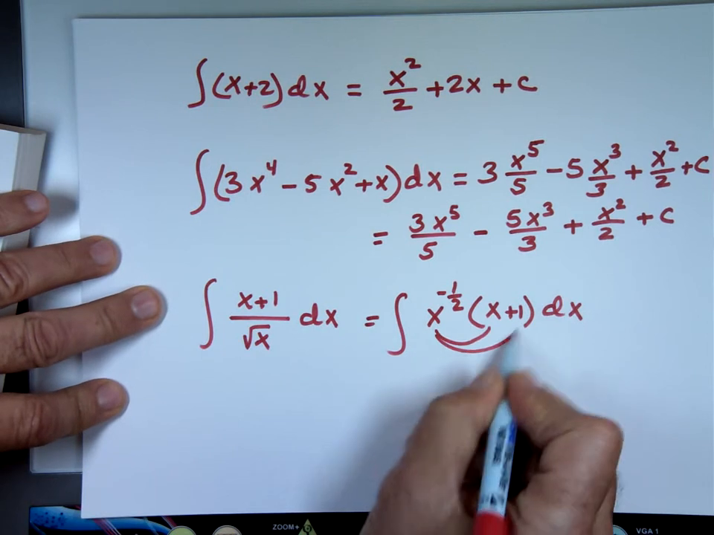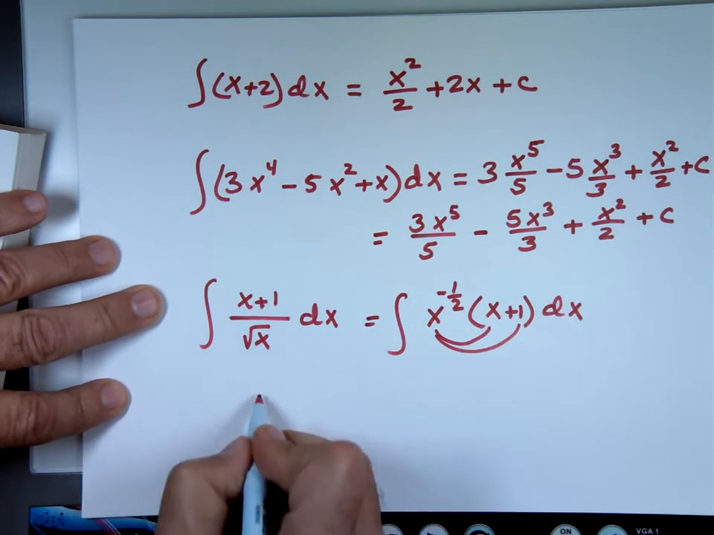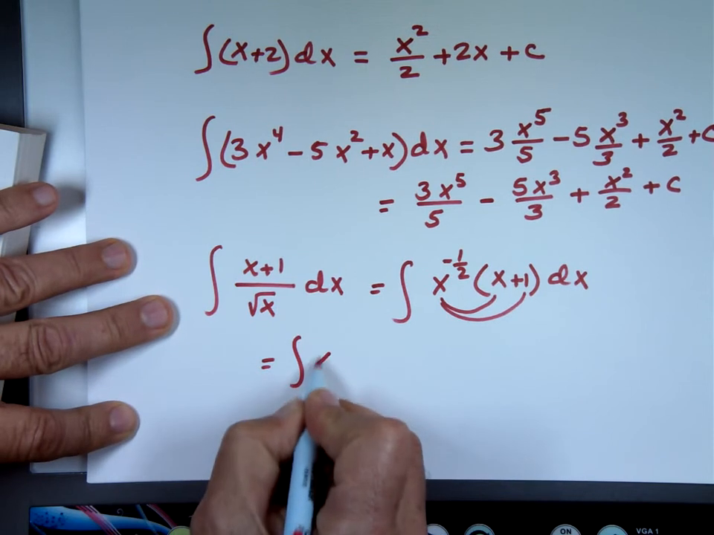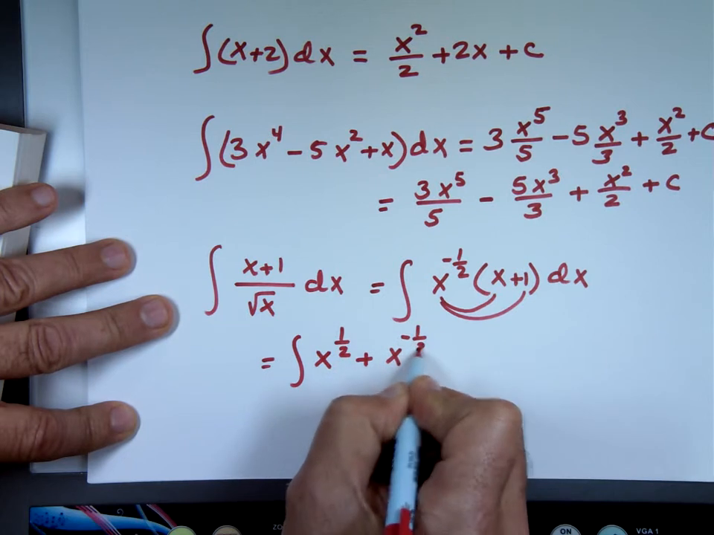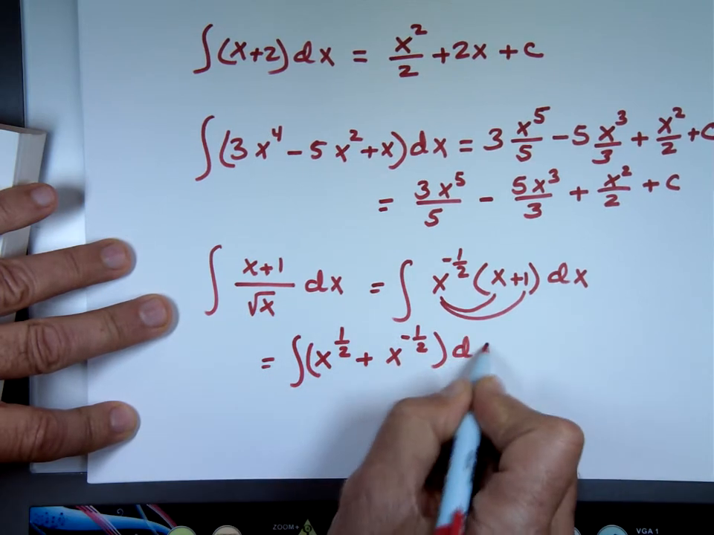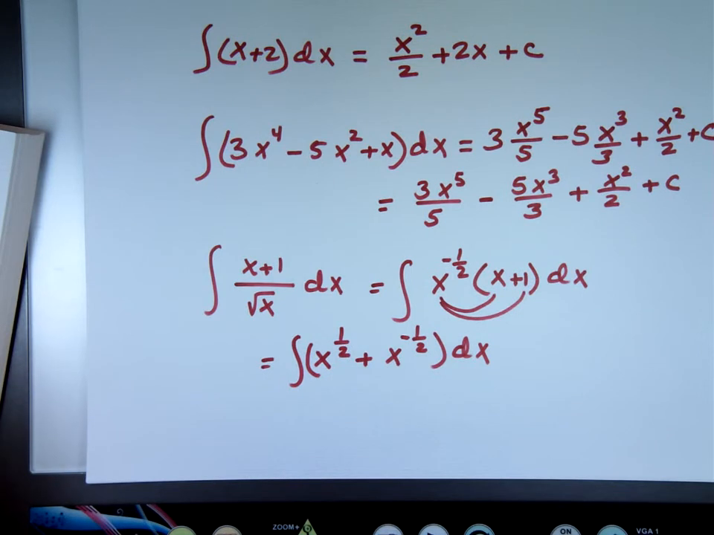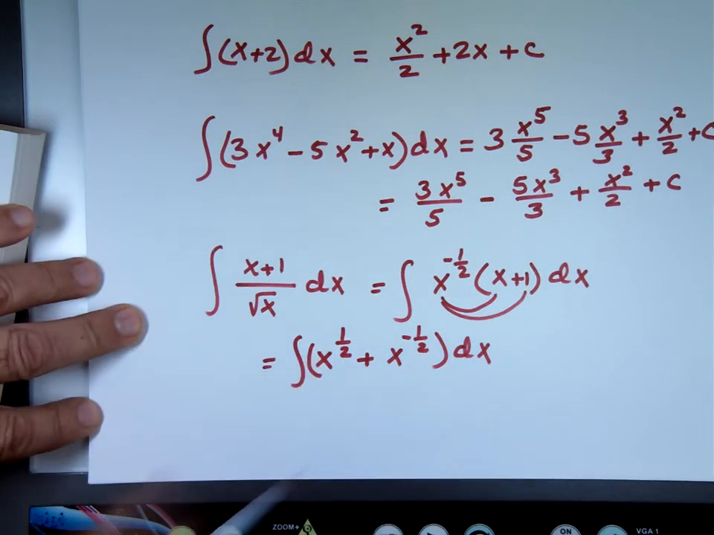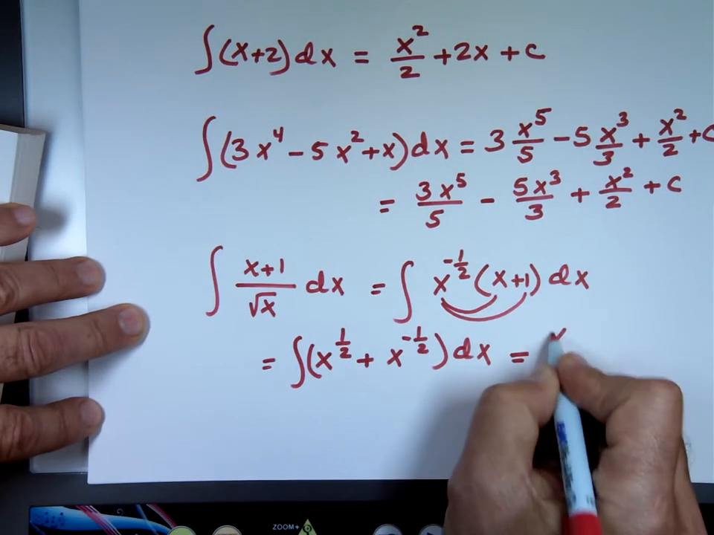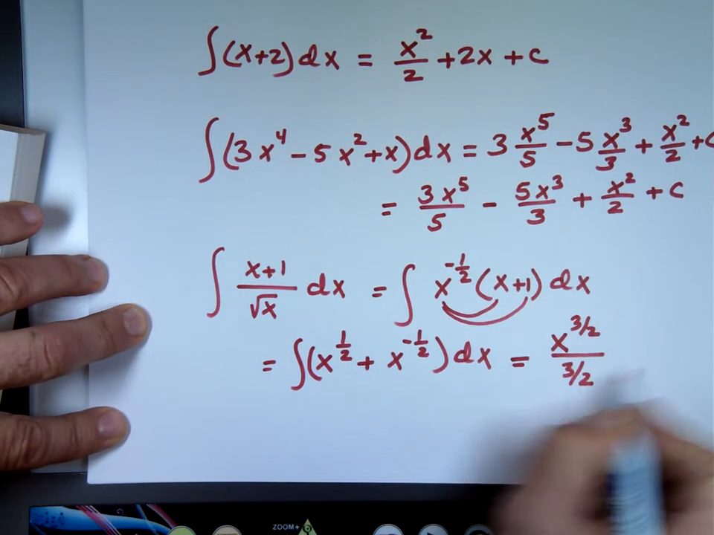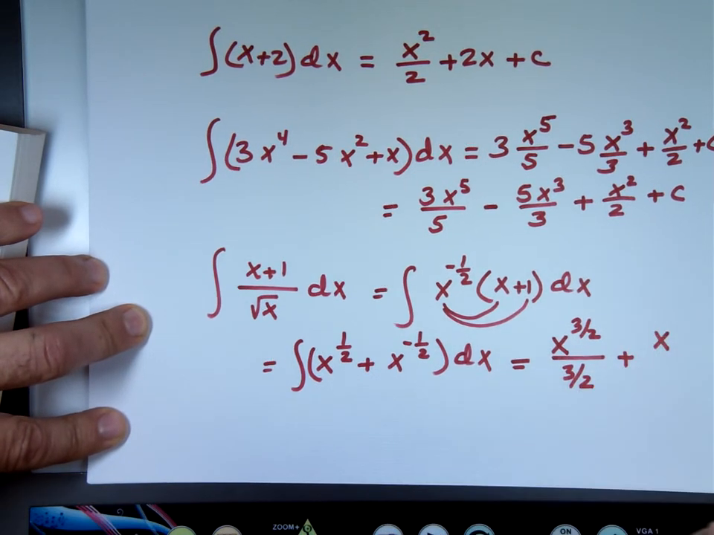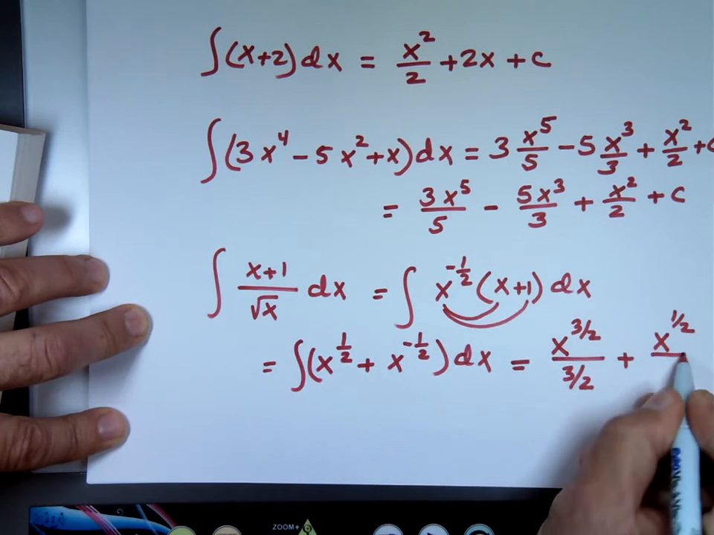Distribute that one. So what do we have? X to the power of what? 1/2 plus x to the power of what? Negative 1/2. Now we can integrate because they're all x to the power of n. You add 1 to the power and you divide by the new power. Add 1 to the power, that's what? 3/2 divided by 3/2. Add 1 to the power, that becomes what? 1/2 divided by 1/2 plus the c.